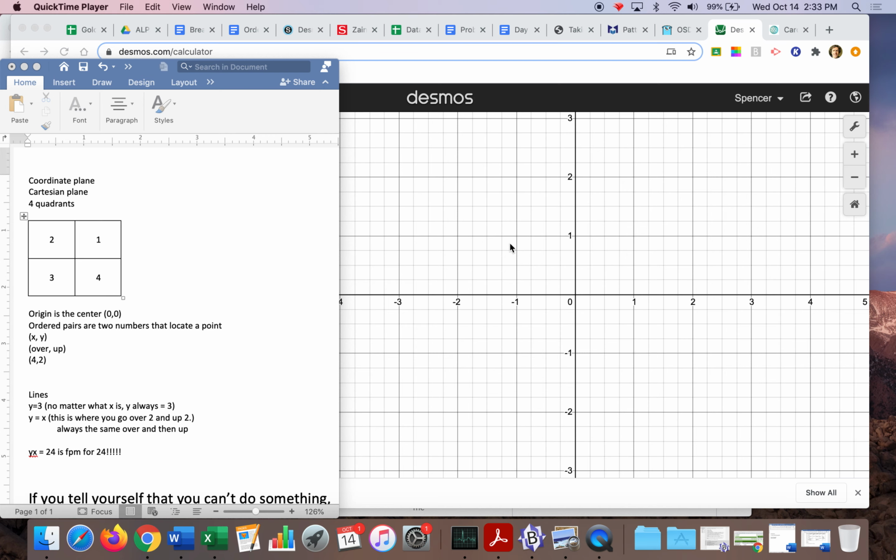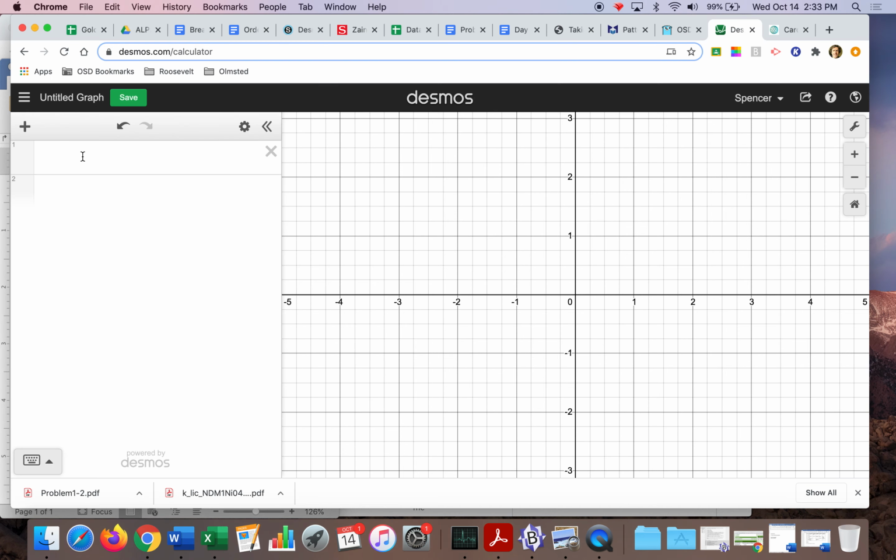Other ordered pairs, and we can plot some points here, we can say I'm going to go over to the right 3, and I'm going to go up 1. And there is over 3, up 1. Now, if I go negative, I just go to the left. And that's in the x. And the y, if I go positive, I go up. If I go negative, I go down. So let's plot a point in each quadrant.